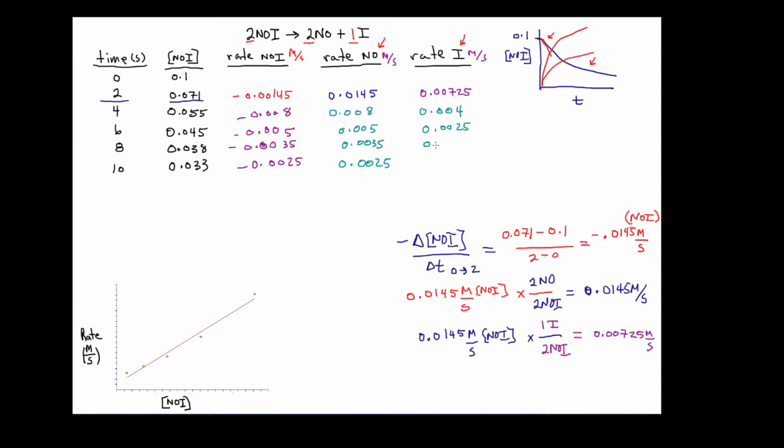All right, let's just finish this up. All right, so that's what your data table should look like. The average rates of these other things are determined because we have a reference, and that reference is that we knew the time versus concentration data for the NOI.